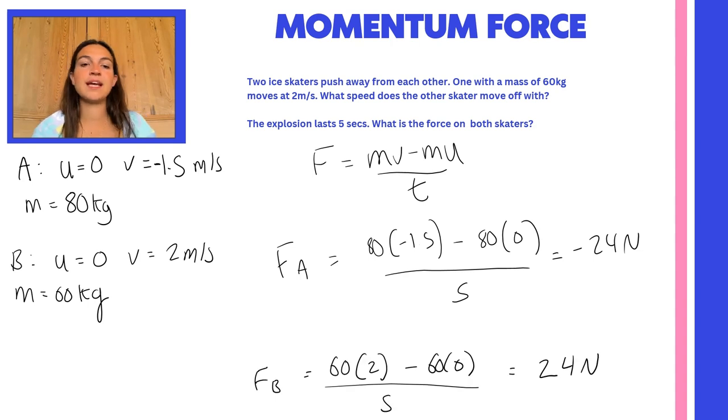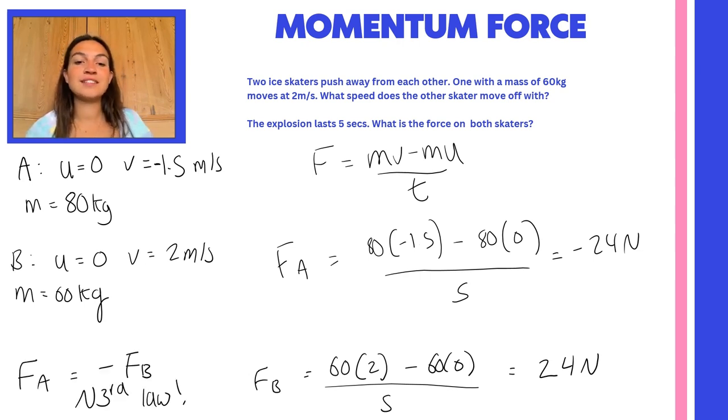Let's do the same for B. This time 60 times 2 minus 60 times 0 divided by 5 is 24. Now you might notice something about those two values, which is they have the same magnitude but they're in the opposite direction. This is because this is an example of Newton's third law. Two objects interacting, skater A and skater B, exert equal and opposite forces on each other, hence the 24 and the minus 24.